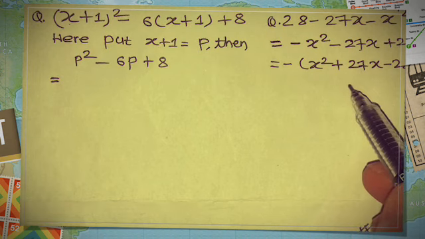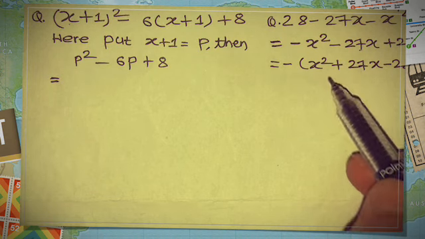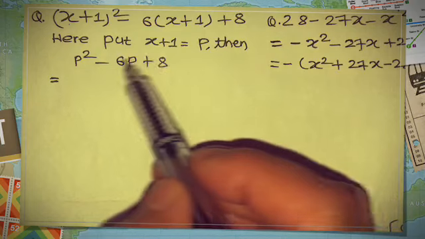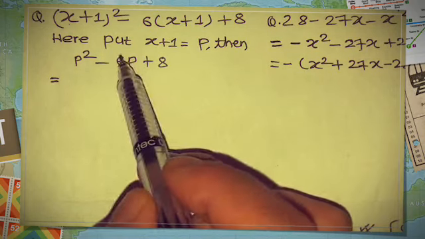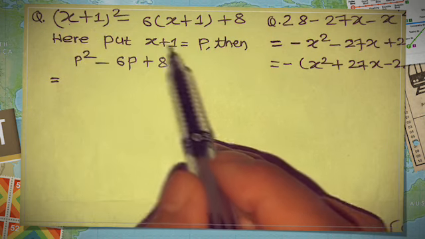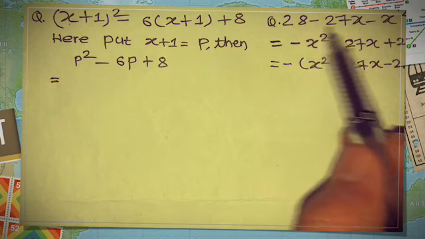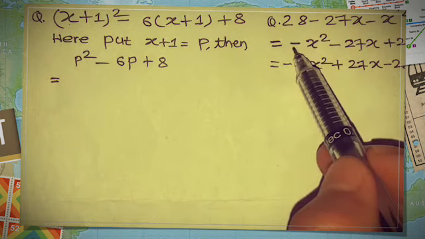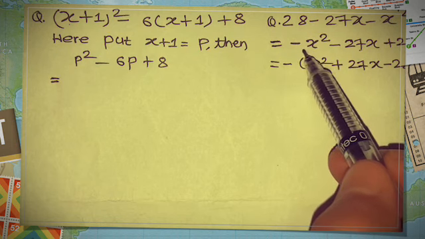Okay, this is from your exercise, which is a little bit different and a tricky one also. The trick for this question is to replace x plus 1 equals p, and the trick for such a question is to write them in standard form.